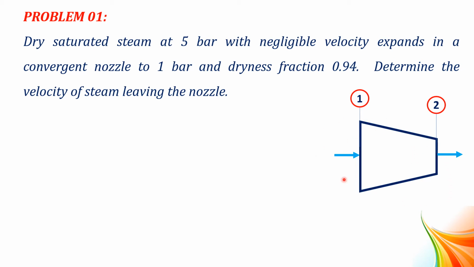Consider a convergent nozzle. 1 indicates the inlet of the nozzle and 2 indicates the exit of the nozzle. The area of the convergent nozzle decreases from inlet to outlet. Steam enters at 1 and leaves at 2.